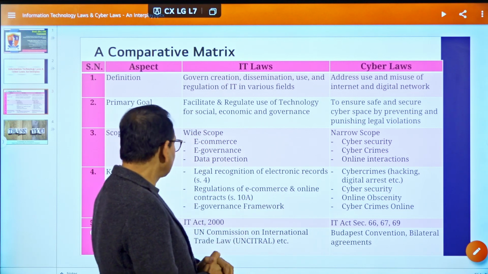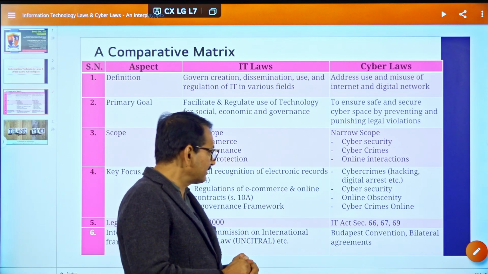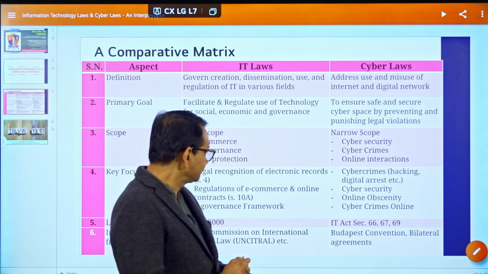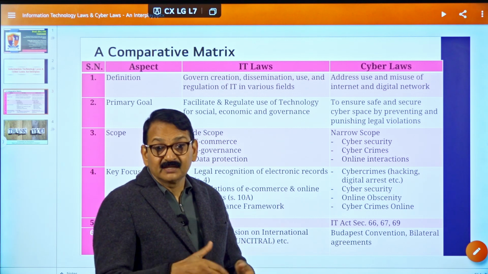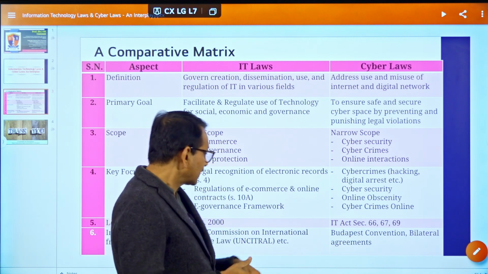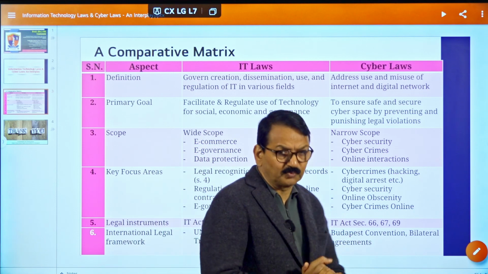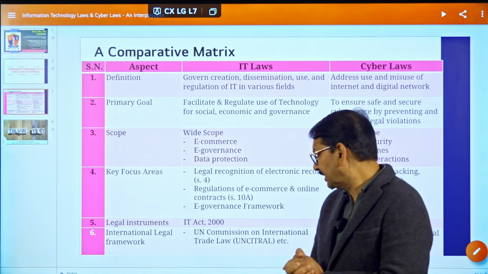So as I mentioned, the key focus area in cyber law is cyber crime, cyber security, online obscenity, child pornography, cyber crime online and so on and so forth. So that is the area.